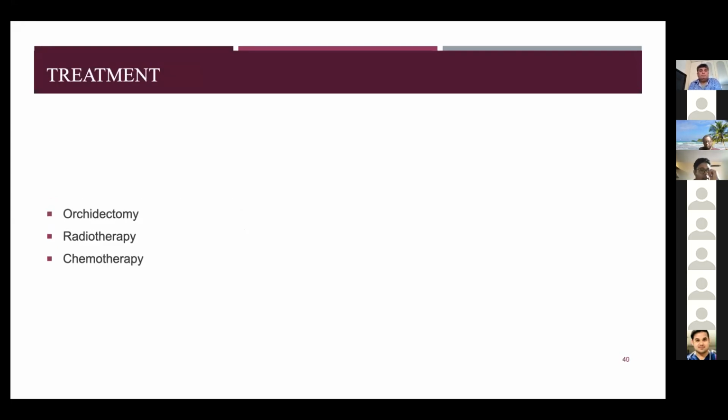The treatment is surgical, that is orchidectomy with radiotherapy. Testicular tumors have a good prognosis, and seminomas in particular respond very well to orchidectomy along with radiotherapy, and non-seminoma germ cell tumors usually respond to orchidectomy with chemotherapy.